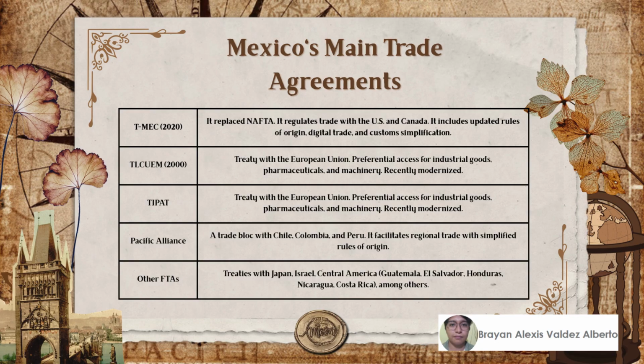Conversely, Mexican products also have preferential access to the European market. There is also the CPTPP, the Trans-Pacific Partnership, which opened doors to Asia, Japan, Vietnam, and Australia. This has been important for certain industrial sectors that need inputs from that region.